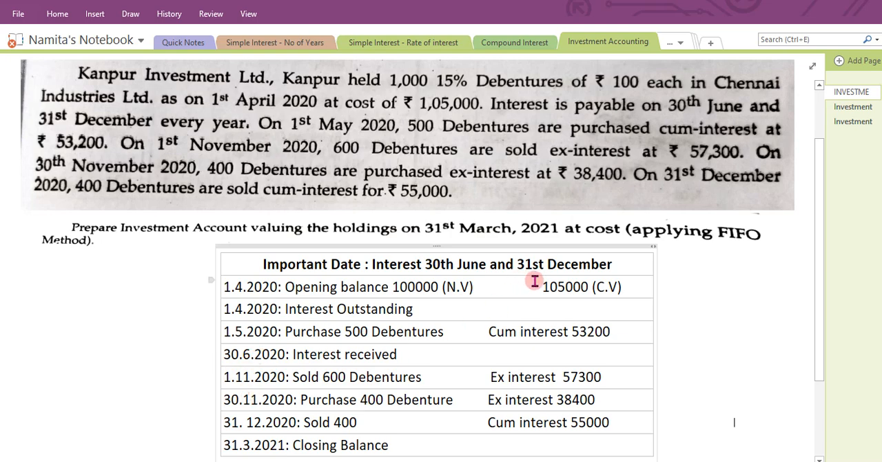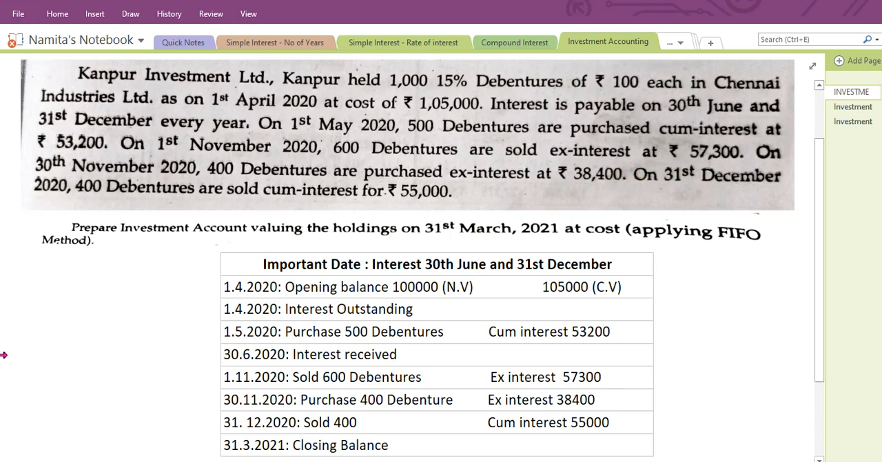After that, the next interest is paid in which month? In the month of December. But before December, there is a transaction of sale. On 1st November 2020, 600 debentures are sold, and these debentures are sold ex interest. The market value of the debentures is 57,300.